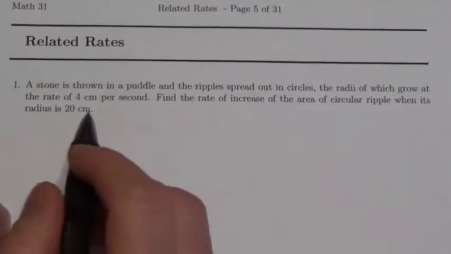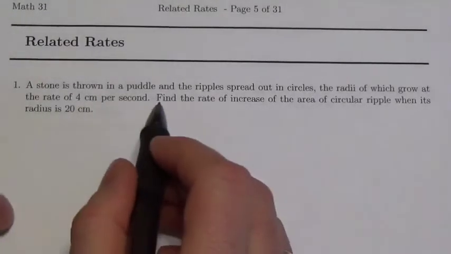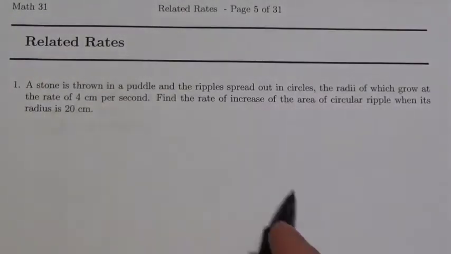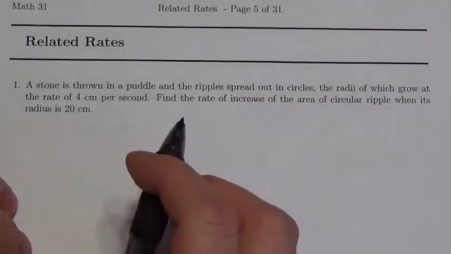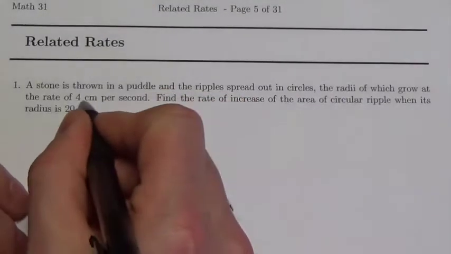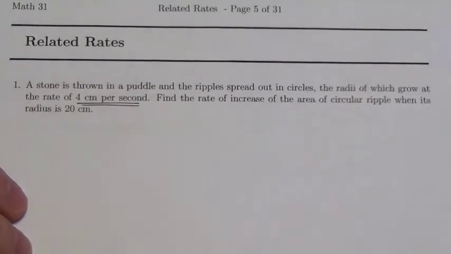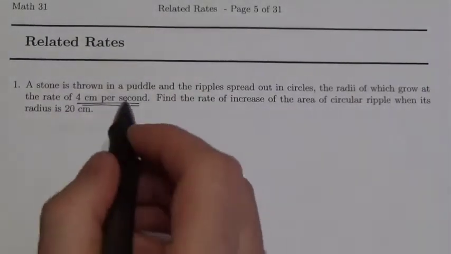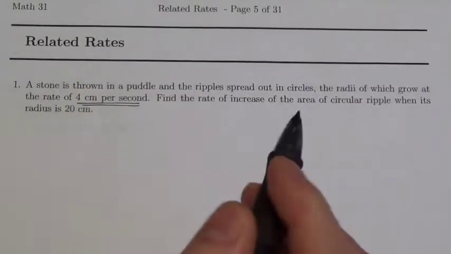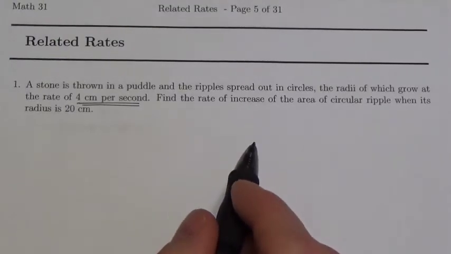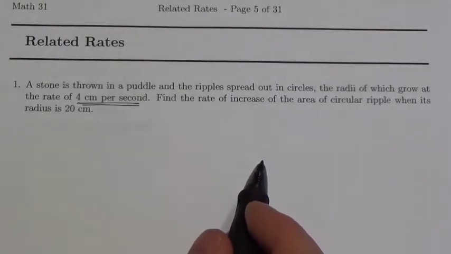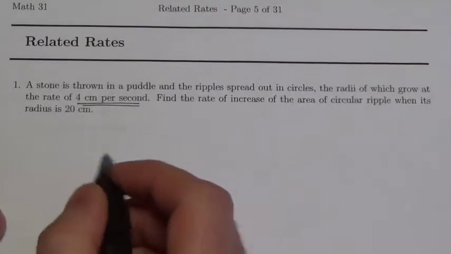So, for example, a stone is thrown in a puddle and its ripples spread out in circles, the radii of which grow at a rate of 4 centimeters per second. Now, right there, that's a rate. I'm actually giving you a derivative right there. Now, we want to find the rate of increase of the area of the circular ripple when its radius is 20 centimeters. So let's just draw this out here.